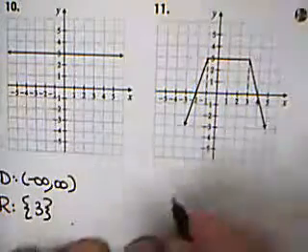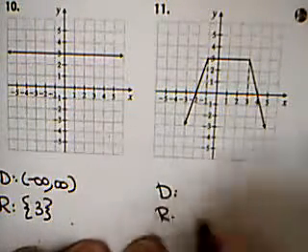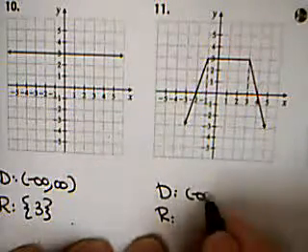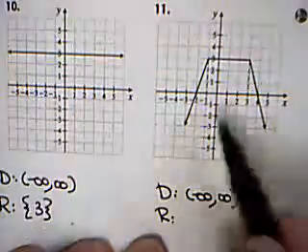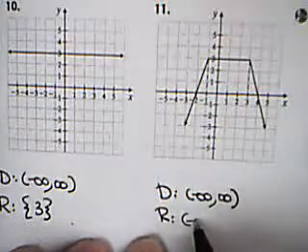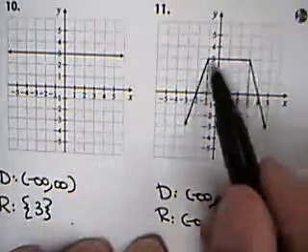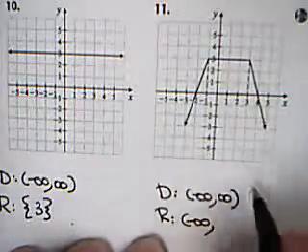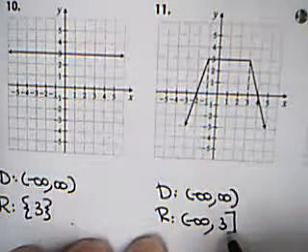Number 11. The domain, it goes to the left forever, goes to the right forever. Range, it goes down forever. This is our highest point up in here. The range of that, or the y value of this portion of the graph, would be positive 3 with a bracket.